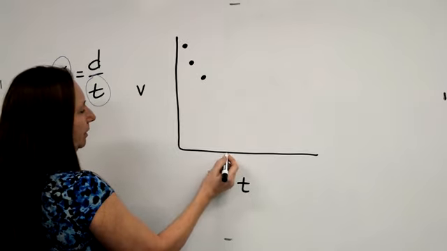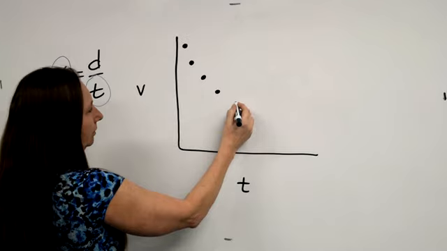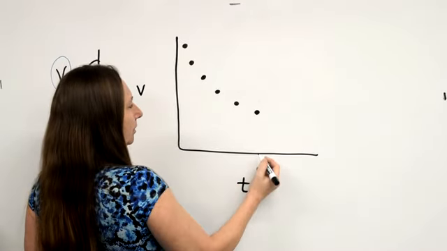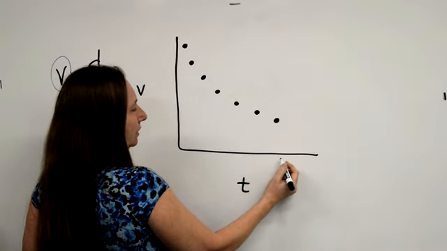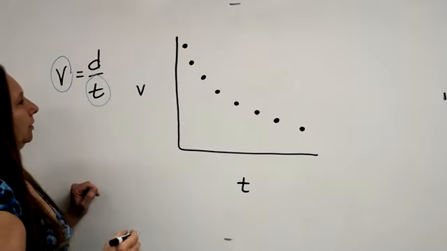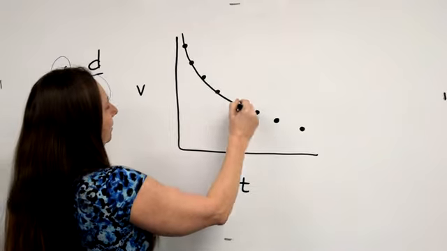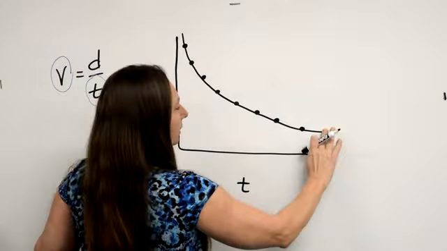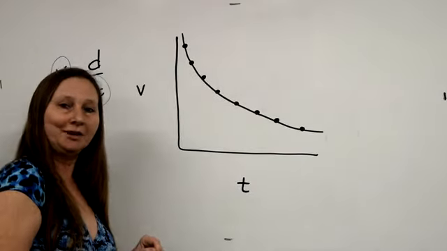As the time gets bigger, velocity gets smaller. And the graph looks like a curve, right? Something like that. Remember, this is a sketch. I don't have any real numbers here. It's just a sketch. But an inverse relationship looks something like that.